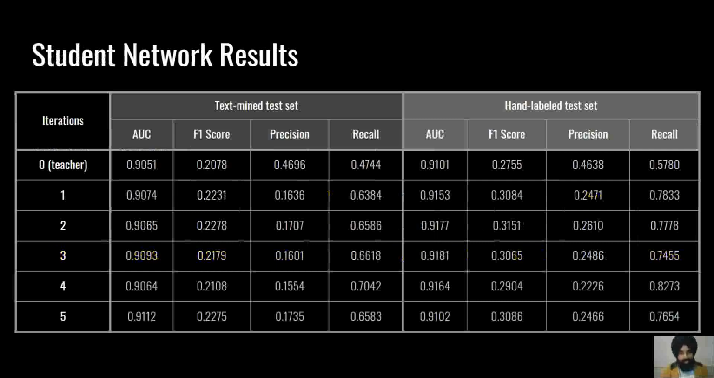These are the student network results for 5 iterations of pseudo labeling using the noisy student method. The first row contains the teacher's result to compare with each iteration. Note that we will take the iteration number 4 results for further experiments.